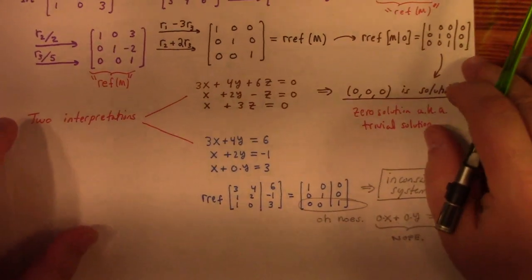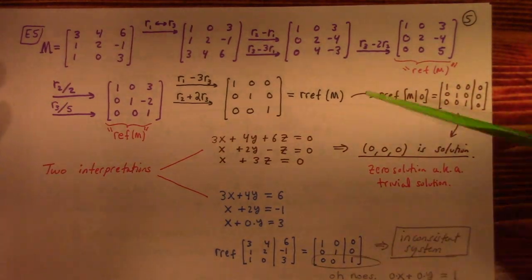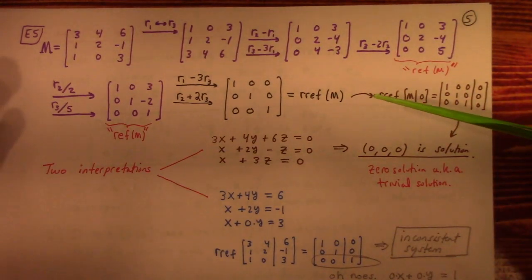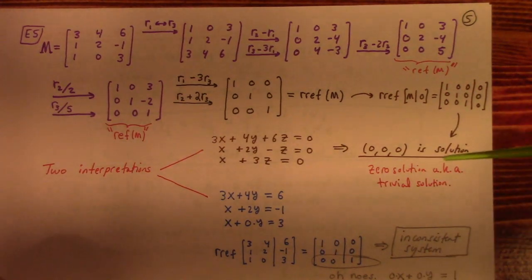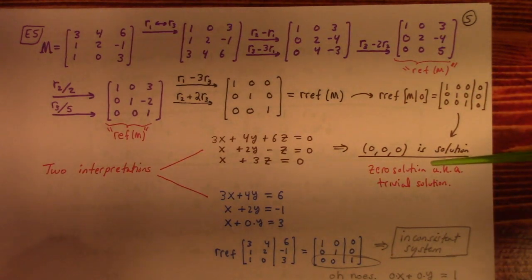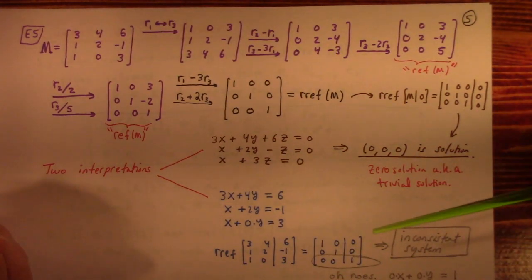So what you're telling me is that this one row reduction tells me both the solution to a consistent homogeneous system, and also an inconsistent non-homogeneous system? Yes, I'm telling you that. The same row reduction tells you about two different systems, all right?